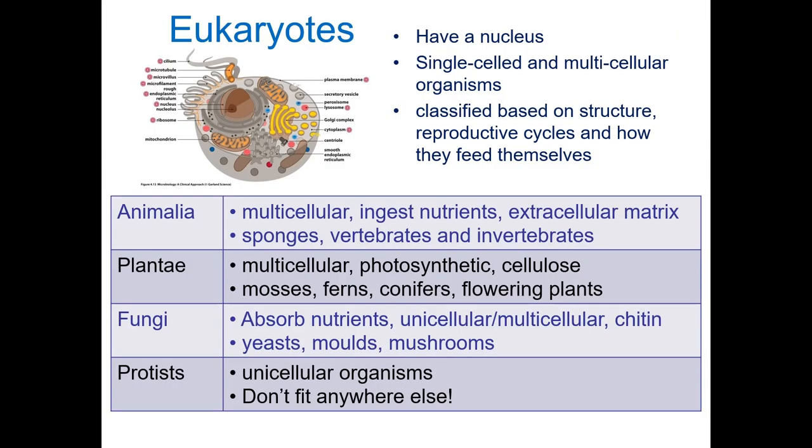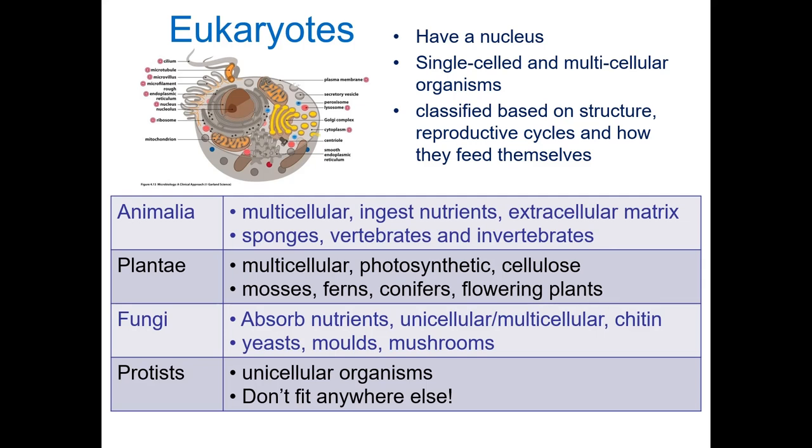The four kingdoms of eukarya can be defined as follows. Animalia consists of multicellular eukaryotes. They're always multicellular. These are organisms that ingest nutrients, and they have an extracellular matrix. So they don't have a rigid cell wall. Instead, they have this layer of proteins around the outside. This would include sponges, which are almost animals. They're kind of on the cusp. And then we have vertebrates and invertebrates.